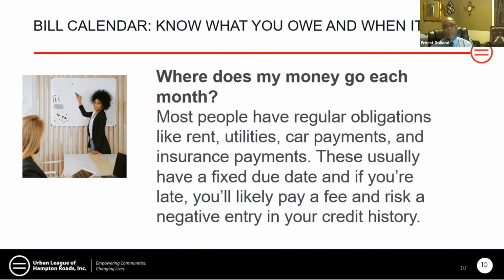Where does my money go each month? Well, most people have regular obligations like rent, utilities, mortgages, car payments, and insurance payments, and a few other things. These usually have a fixed due date, and if you're late, you're likely to pay a fee and risk a negative entry in your credit history. And of course, in addition to having too much debt, being in a situation in which you are being reported to the credit bureau on a consistent basis will also affect your ability to get a loan by way of affecting your credit scores. All right, next slide, please.